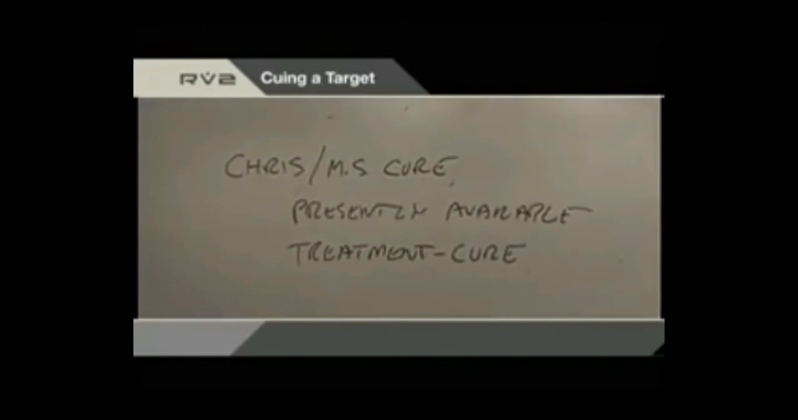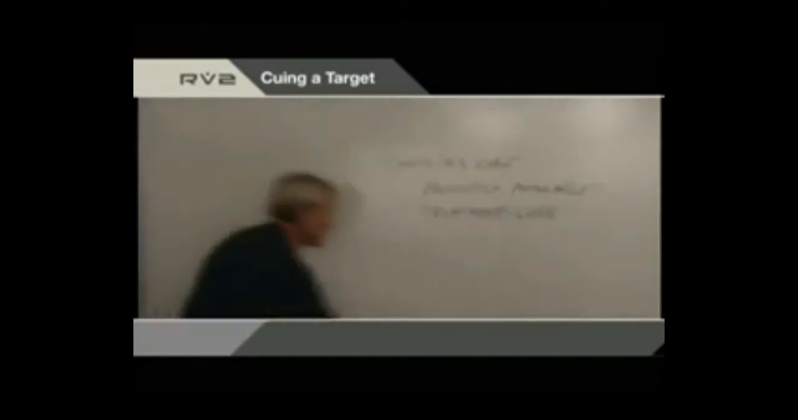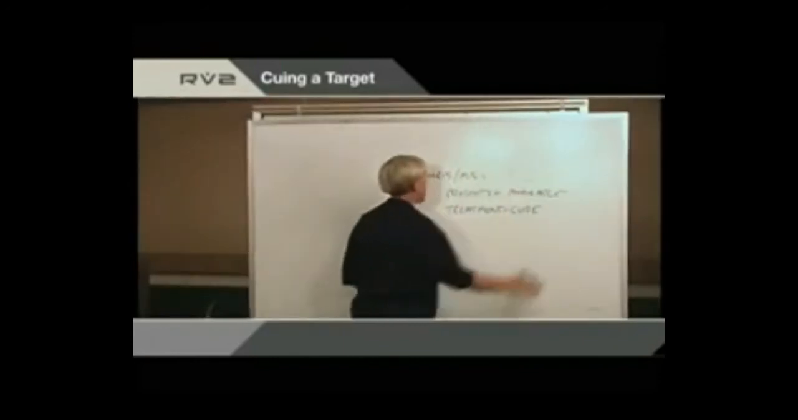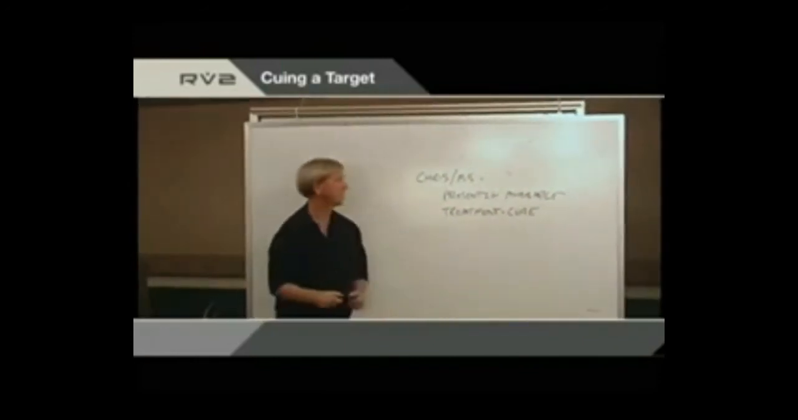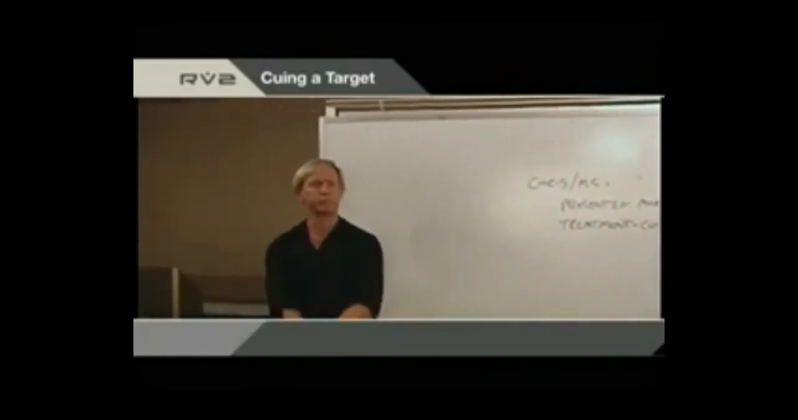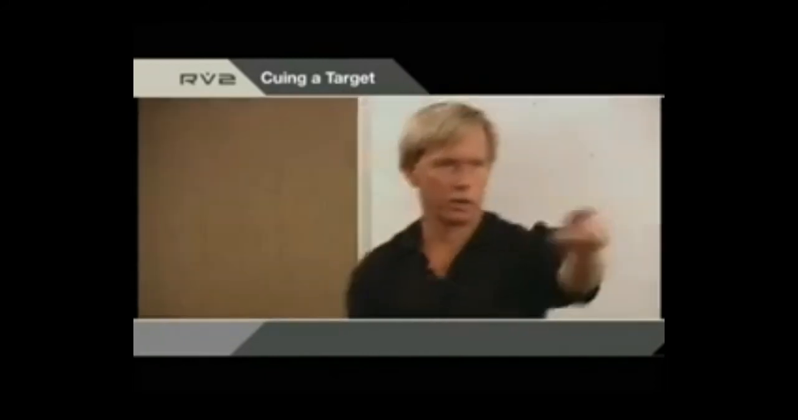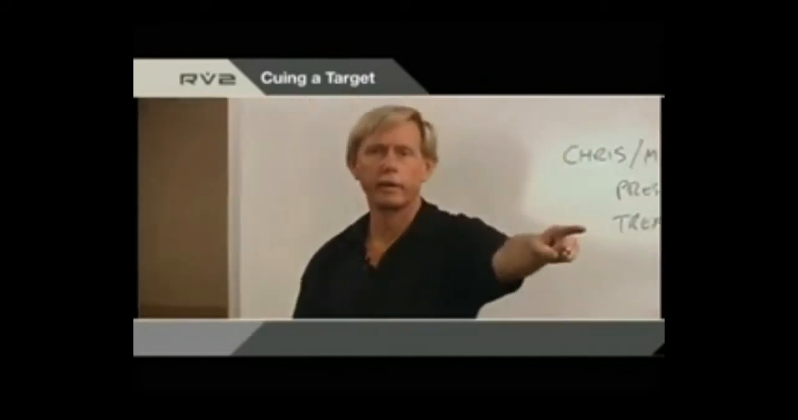Okay? Now we're starting to cook. Chris, multiple sclerosis, the condition, presently available treatment or cure. There's still one more thing that might be wrong with this cue. Anybody know what it is? It's subtle. Good. There you go. That's one more.